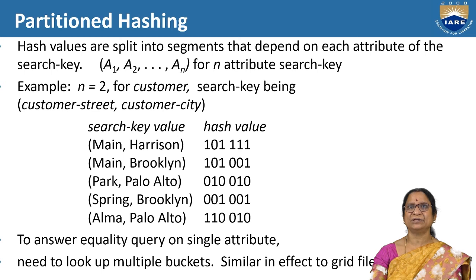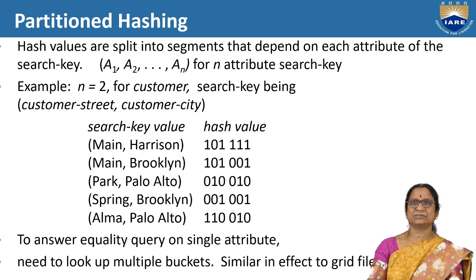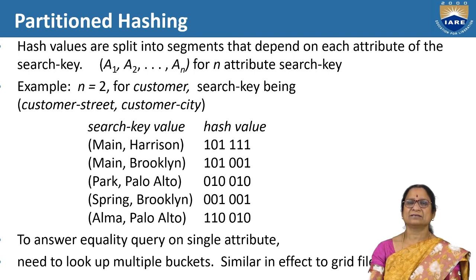Hash values are split into segments that depend upon each attribute of the search key. If n attributes of the search key are there, then we are going to store them in various attributes. For example, n is equal to 2, that is, two attributes are there: the search key being customer street and customer city.